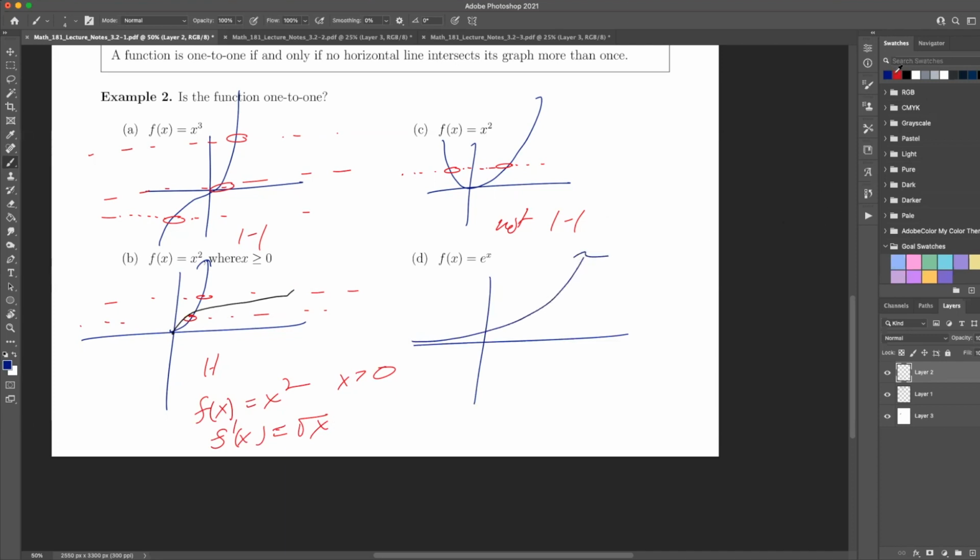And let's just do e to the x, for completionist's sake. This is e to the x, we just learned how to draw that. And here we just draw lines. Notice it only intersects once. And so there is an inverse to this function. Okay. All right, so I'll leave that up for 1 second, and then we'll switch pages. All right, what am I up to?